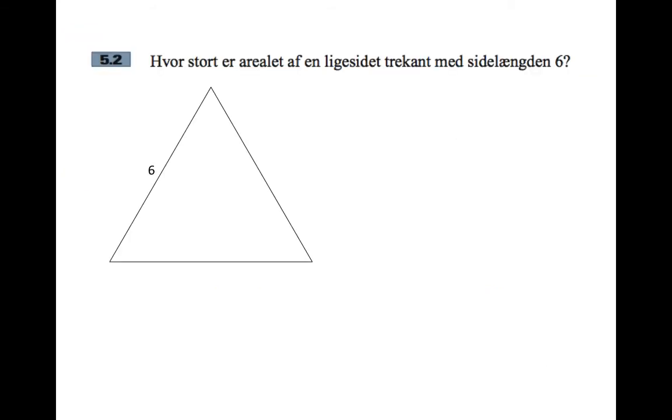Question 5.2, what is the area of an equilateral triangle with side length 6? Well, to work out the area of a triangle, you need the base and the height, because the area is a half times the base times the height. So to work out the height, I've drawn a line down the middle and split the triangle into two. Because I've split it in two, I know that's going to be 3 at the bottom, half of 6.